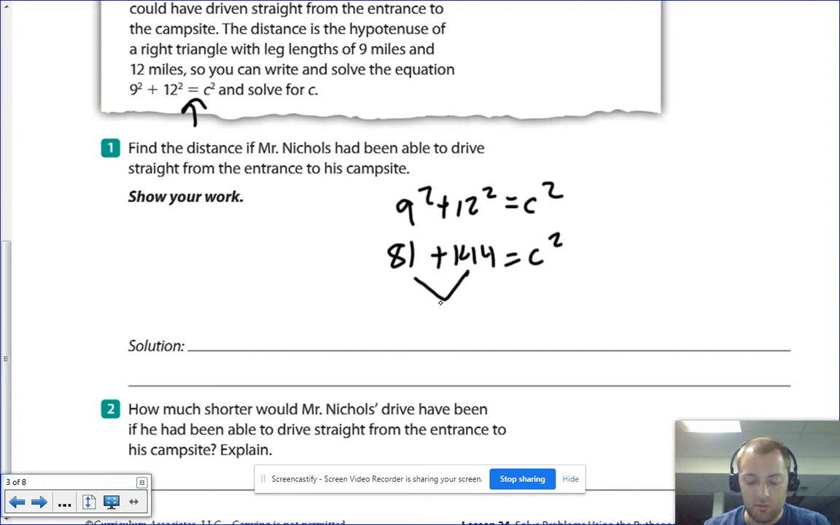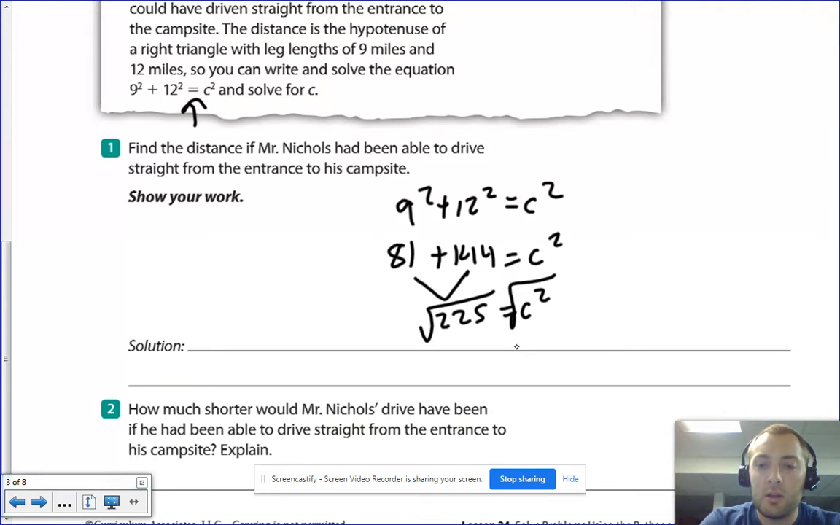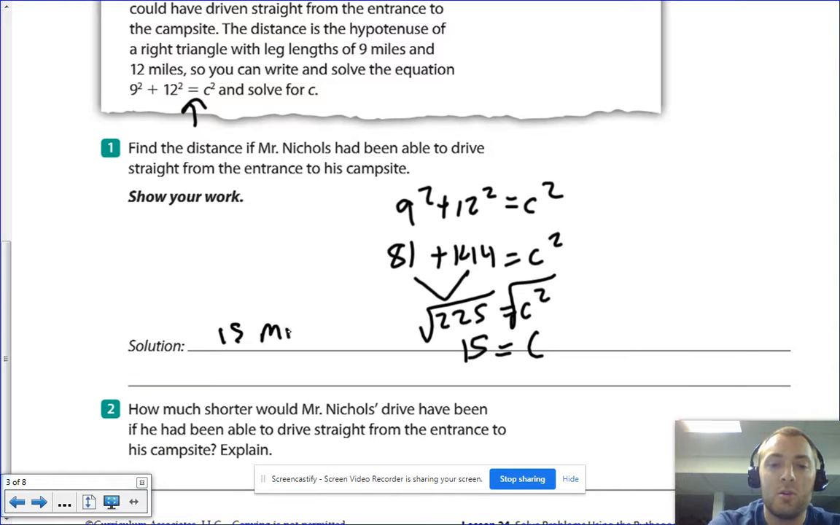I'm going to check that, 144 plus 81. You could check it on a calculator. You could write it out. I get 225. And then what's your last step? You take the square root. So the square root of c squared gets you c. The square root of 225 gets you 15. So that means that if you would have gone straight there, it would have only been 15 miles total.